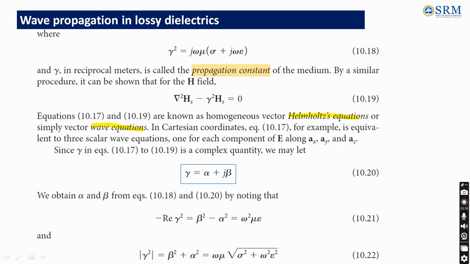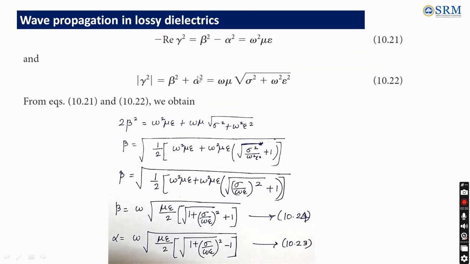So we are going to use all these two equations to find alpha and beta. If you compare these two equations and add them, the alpha square gets cancelled, we get 2 beta square, that is equal to this omega square mu epsilon plus this term on the right hand side. So if I want to take beta, what should I do? I should take the square root of the entire term, and inside I should take half.